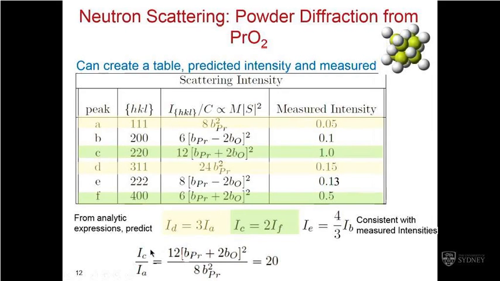If we make the ratio of the expression for the intensity of peak C, which is this one here, the 12 outside of this summation here, divided by that of the intensity of peak A, we find that it is equal to 20, because we are using the information from the intensities now. For peak C, the intensity was measured to be 1, and the intensity of peak A was much smaller, remember, 0.05. That's how we get the 20 there.